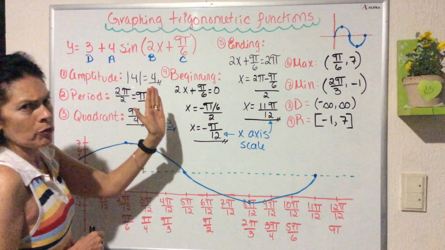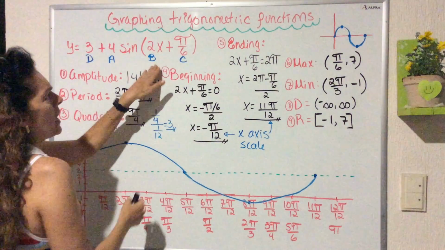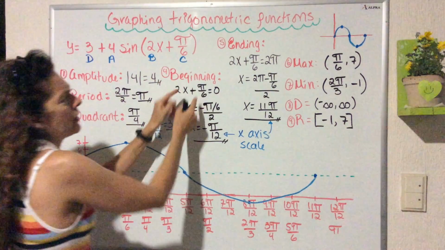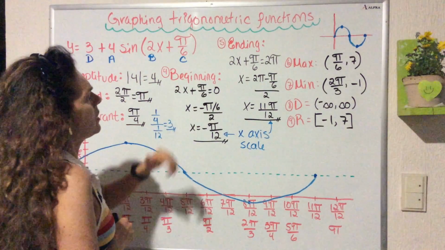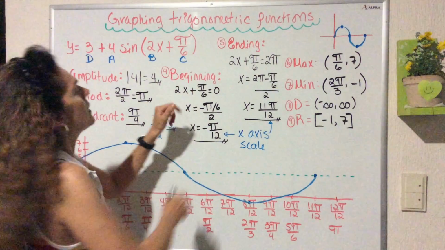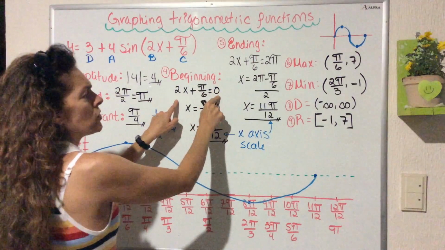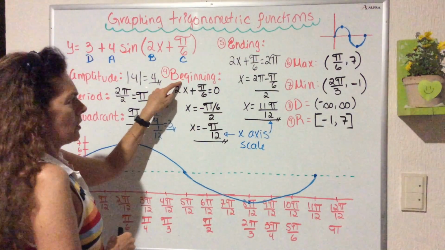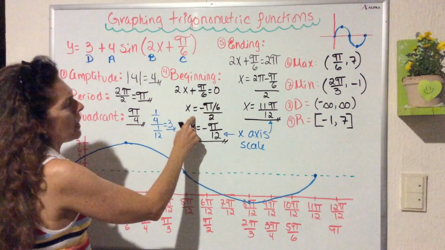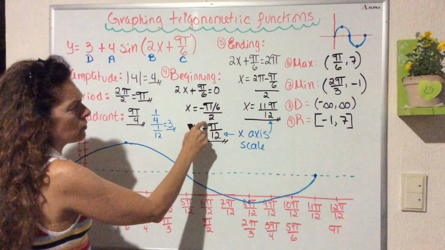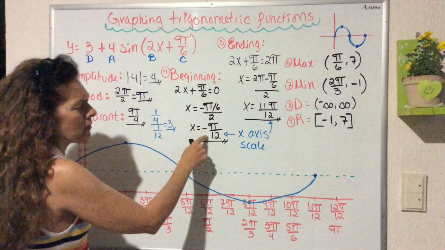How? With this formula, remember. You are going to take whatever you have inside the parentheses, the x term and the pi term, it could be in degrees also. But in this case, they are giving it to us in radians. So you take 2x plus pi over 6 and you equalize it to 0 because we are getting the beginning, okay? And you solve for x. Now, let's solve. x equals minus pi over 6 over 2. We solve the fraction and we get minus pi over 12.